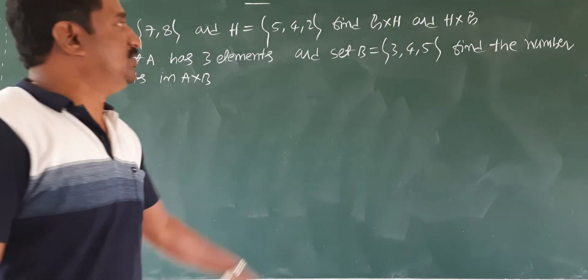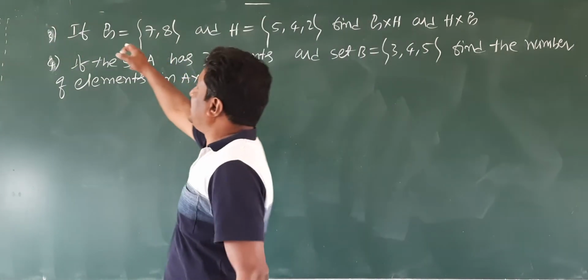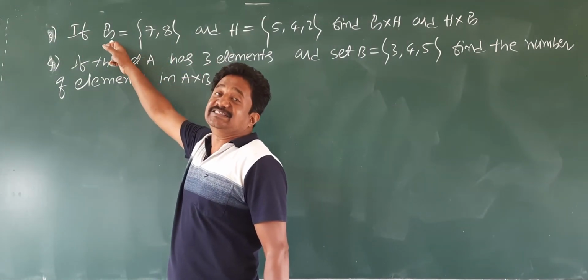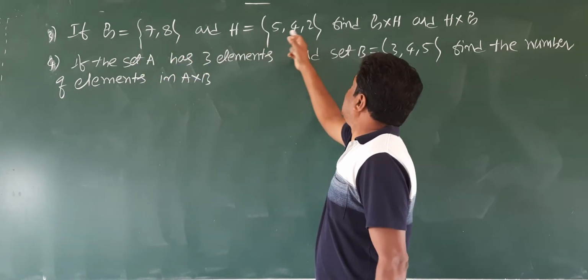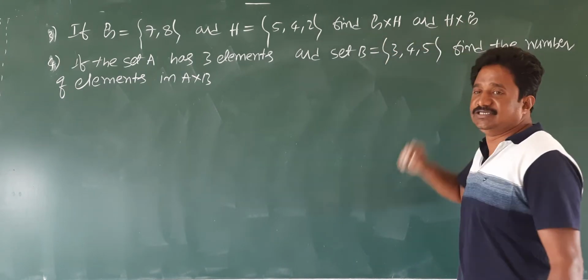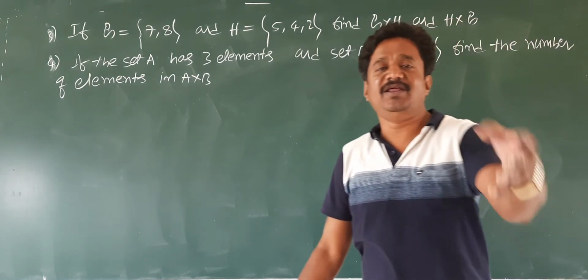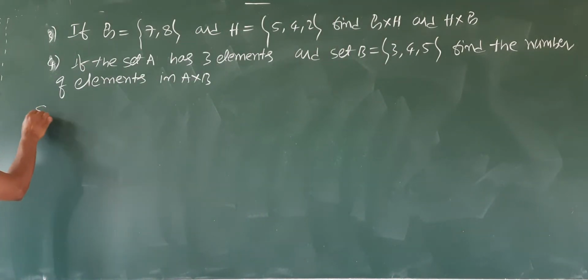Let us solve these two simple questions, students. Set G is given as 7, 8. Set H is given. Find G cross H and H cross G. It is so easy, you already learned. Go for solving that. Solution.